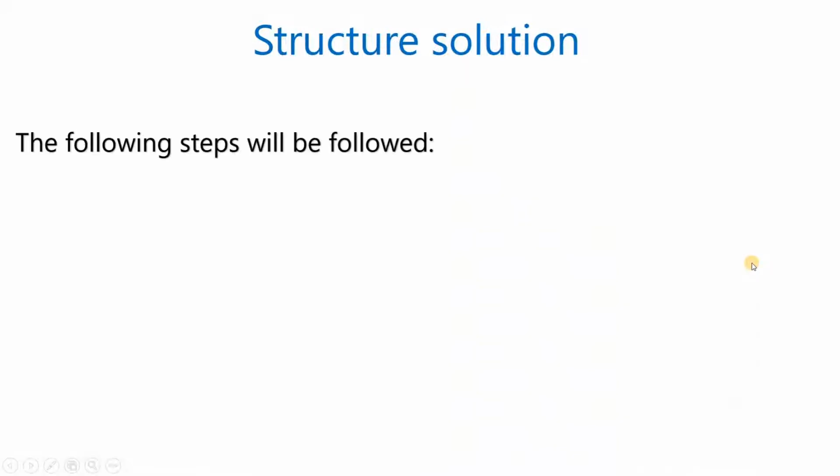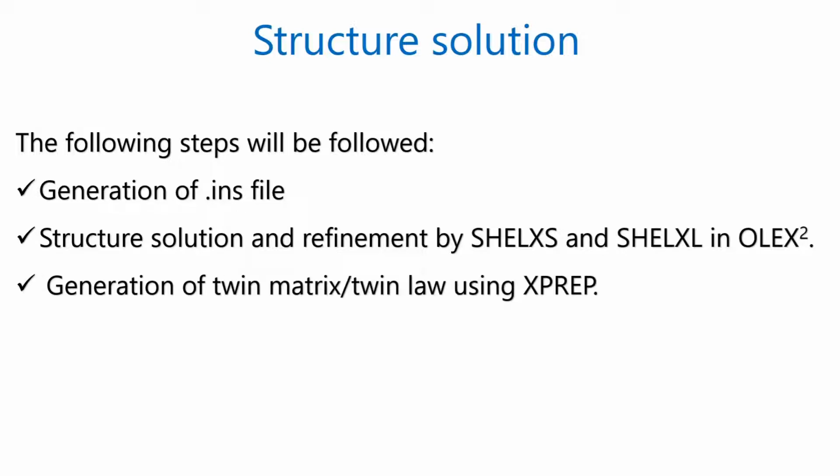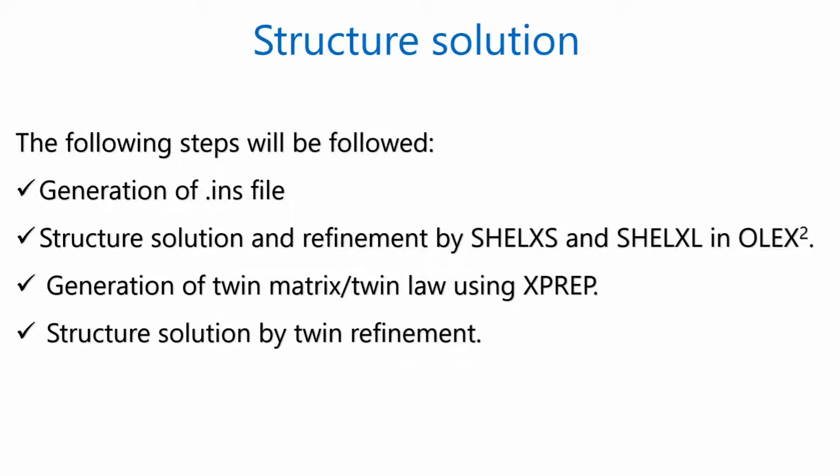Then structure solution. The structure solution in this particular problem will involve the following steps. The first step is generation of the .ins instruction file. Second step is structure solution and refinement by SHELXS and SHELXL in OLEX2. Third step is generation of the twin matrix or twin law using XPREP, and the final step is structure solution by twin refinement. So let's start the tutorial part.